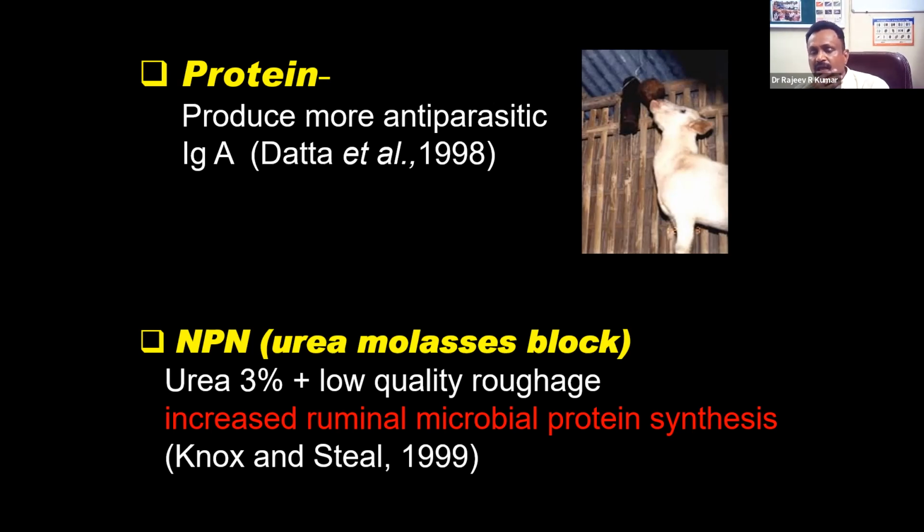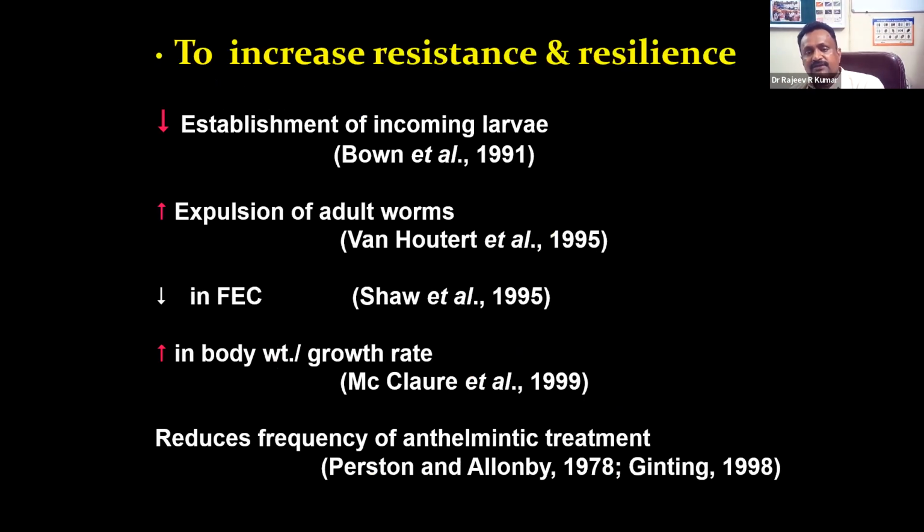We can also use them. You can see here, this is a urea molasses block, and we allow the animals to lick it for some time, and then afterwards we remove the animals. By this way, we can incorporate it. Then what happens if we provide a ration or feed rich in urea protein?